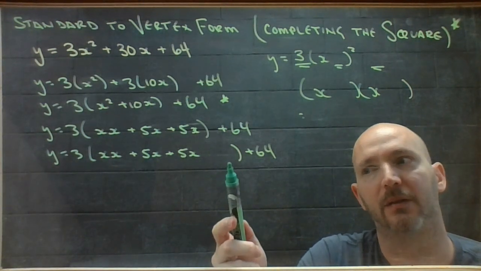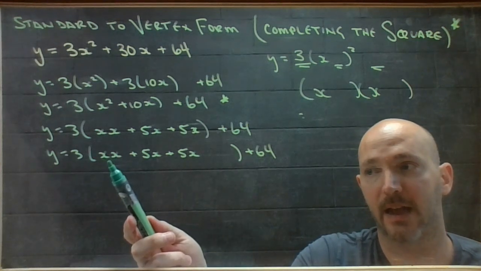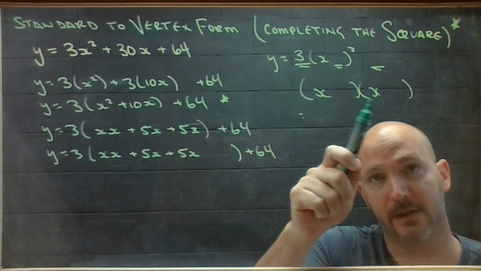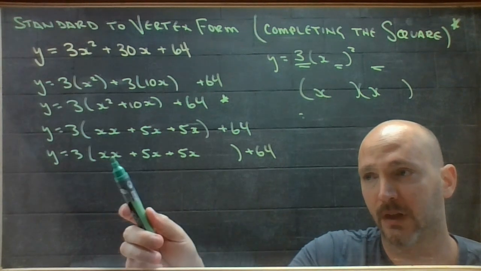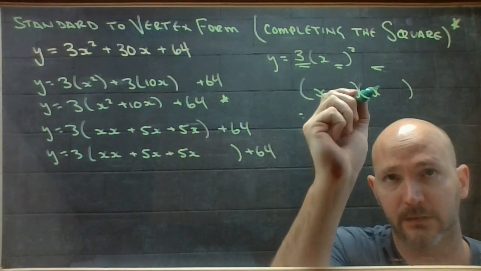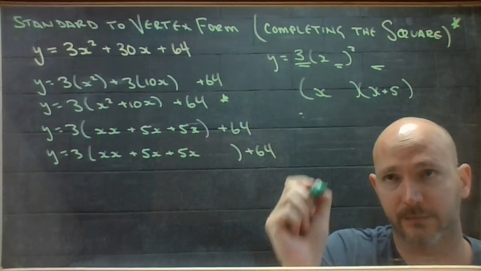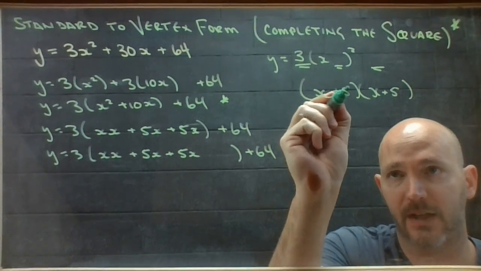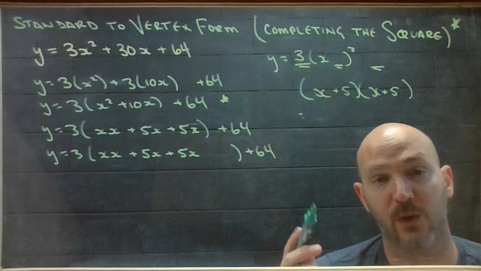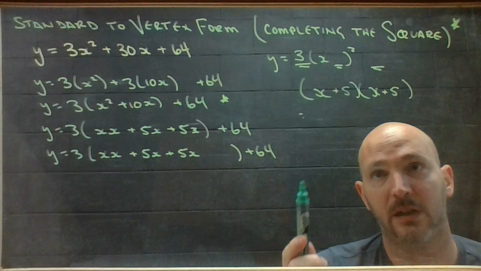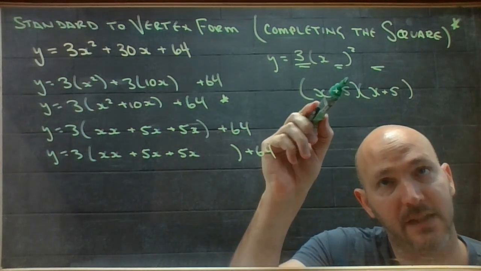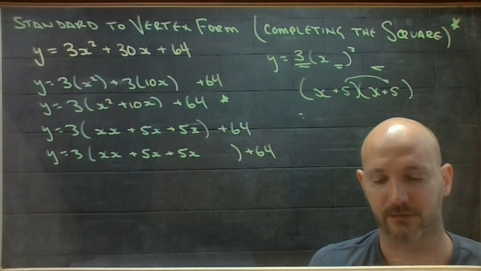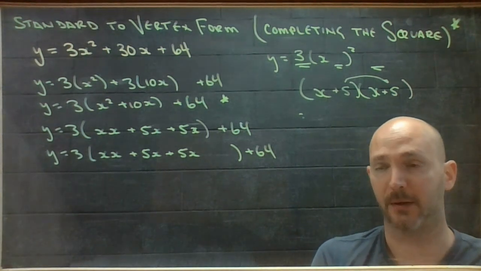So the logic is to get an x and an x, I need an x and an x. To get an x and a 5, I need 5 here. To get a 5 and an x, I need a 5 there. So what's missing? Well, the piece that's missing is this combination, the 5 with the 5, as a multiplication. So I'm going to write that in on the right.